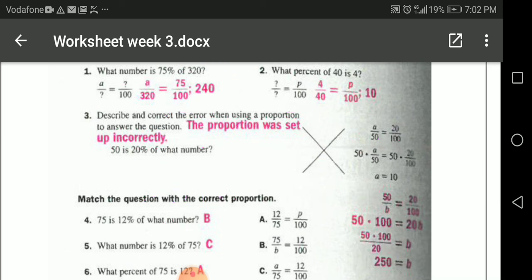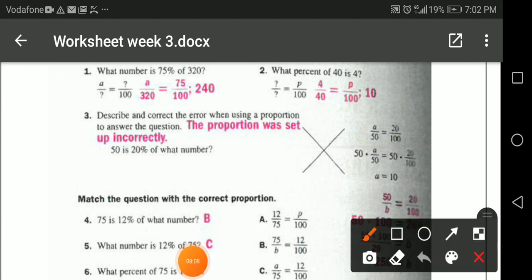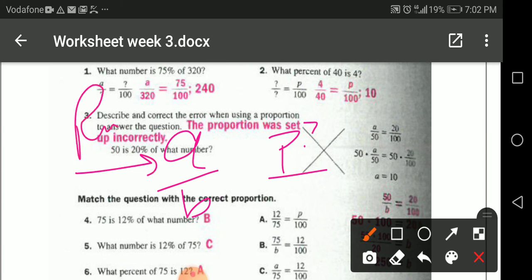Okay, if he asks you what percent of 40 is 4, let's do it. He asks you about the percent. You know the rule: A over B equals P over 100. So what percent of 40 is 4? Remember to make the opposite: 4 over 40. Excellent.